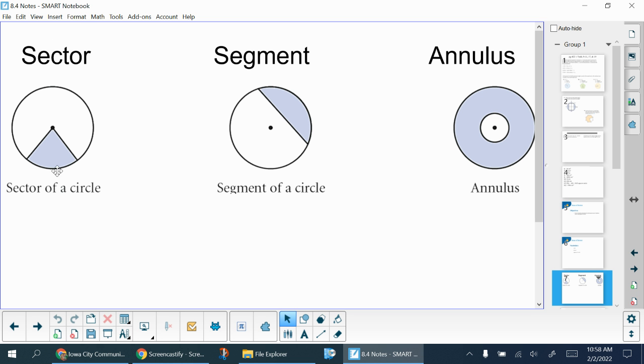So a sector is this shaded area, looks like a piece of pizza. The segment is this shaded area. It's like you drew a line through the circle and it's the piece you cut off. And an annulus is this circle with a circle removed from the middle of it. It's the donut-shaped part. So pause the video, draw those, then start it again.